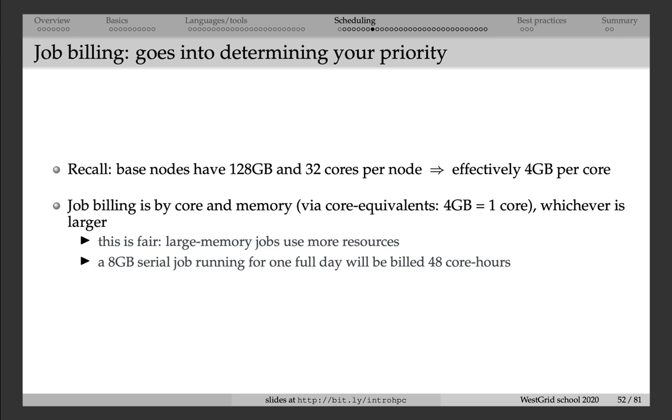Let's say you are running a serial job that takes twice as much memory, 8 gigabytes. So using a single core and 8 gigabytes. Effectively, you're using a larger fraction of the cluster.